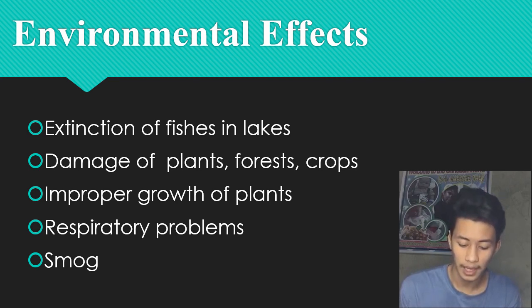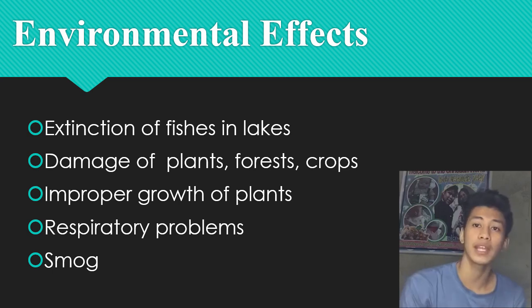Flora: damage of plants, forests, crops, tissues, and dead whole trees. Soil: improper growth of plants. Human health: respiratory problems. Smog. Smog is the combination of smoke and fog. Types of smog are the reducing smog and the oxidizing smog, or photochemical smog.